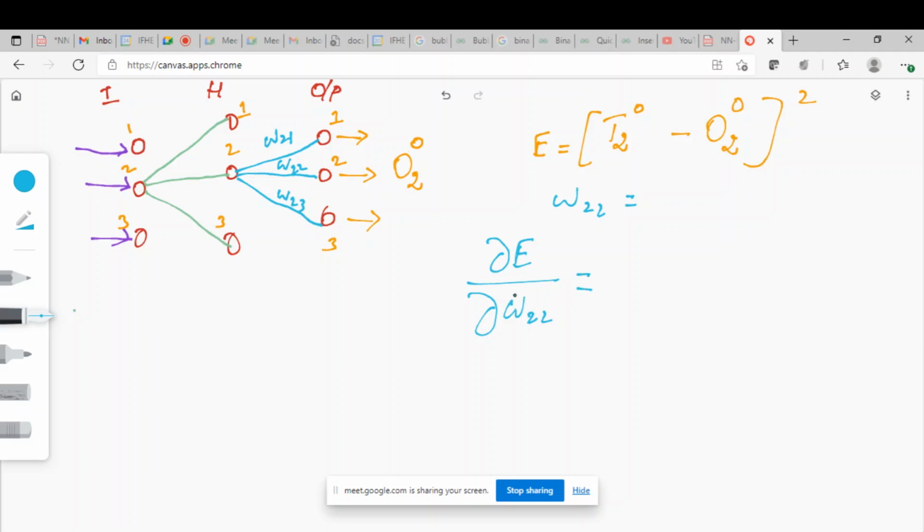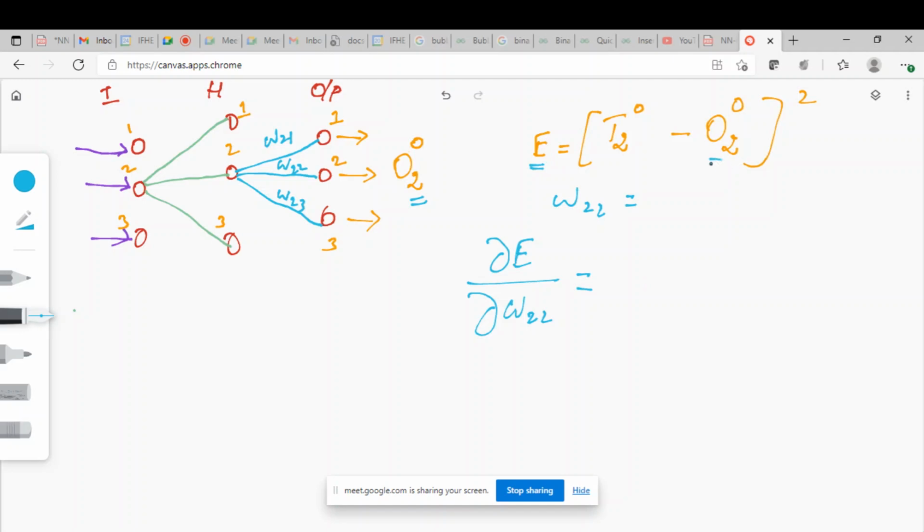Now, we cannot calculate this directly. Why can we not calculate it directly? Because the error itself depends on the output. The error is a function of the observed output. So there is a link, and here the chain rule comes into the picture.